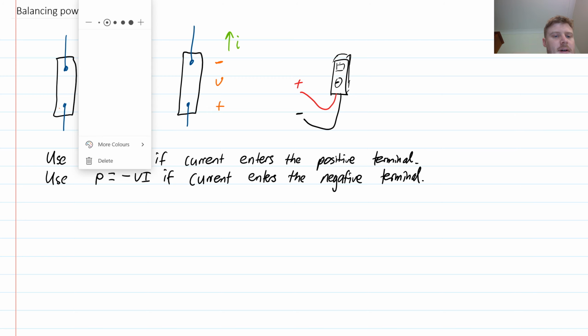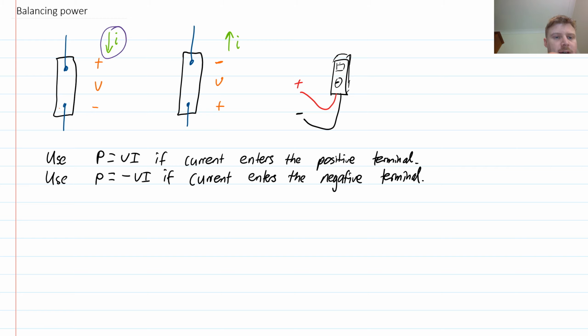So let's show a couple of examples. Based on this first one that I've drawn here, we see the current is entering the positive terminal. The current comes in through the positive terminal, and so for that case, we would use P equals VI. For the left one over here, again it's the same. The current is entering the positive terminal. I could imagine having this current and drawing the same arrow down here.